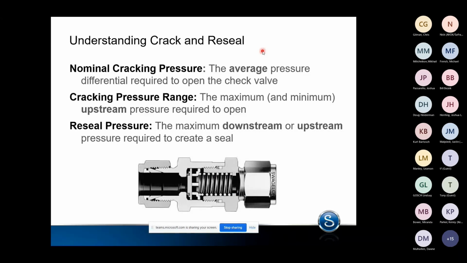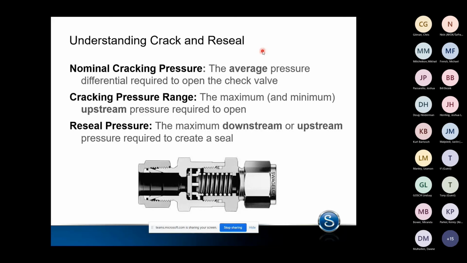When we order a check valve, there's going to be a nominal cracking pressure. It doesn't mean that it's going to be the absolute cracking pressure. So if we pick a cracking pressure of 1 psi, it doesn't mean that at 1 psi this valve opens all the time. The nominal cracking pressure is going to be an average, and it's going to be the average pressure differential between upstream and downstream to be able to open it. Usually it's a couple of psi, up to about 4 psi.